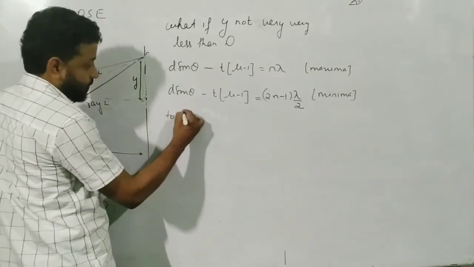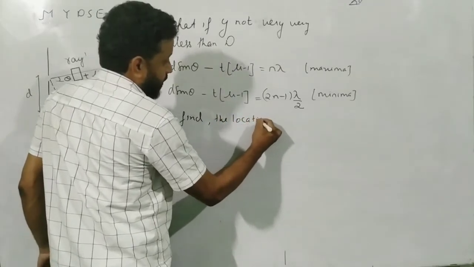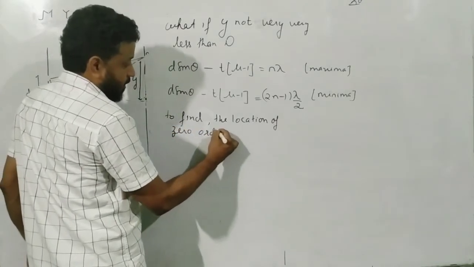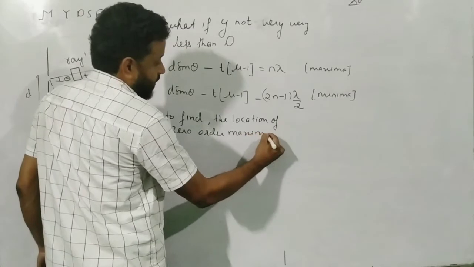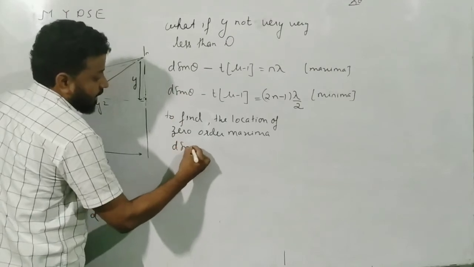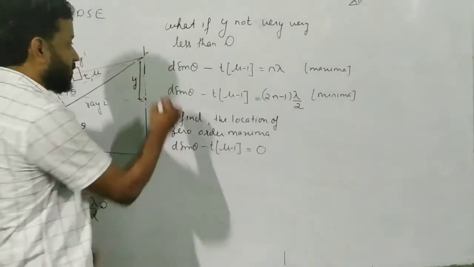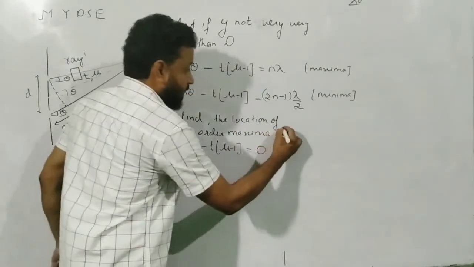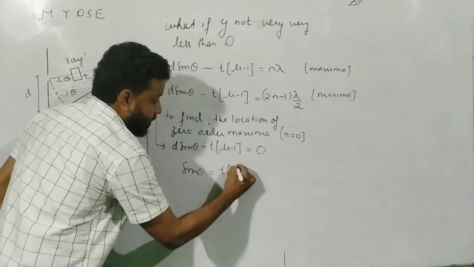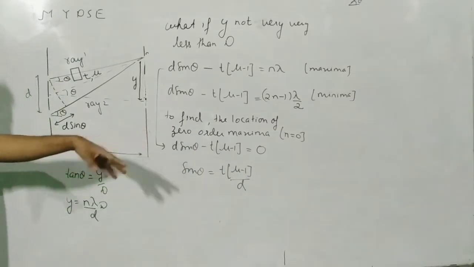To find the location of zero order maxima, what will I do? Since I am dealing with zero order maxima, I will start with this. I will write d sin theta minus t into (mu minus 1) is equal to 0. I will put this equation as 0. That means n is equal to 0. And then that will give you the value of sin theta. Sin theta will be equal to t (mu minus 1) divided by d. And then you can match the options that this is what is happening.